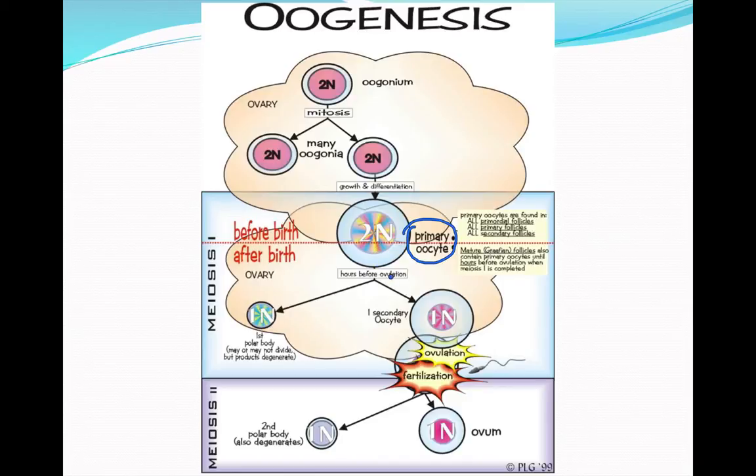After birth and once puberty begins, those primary oocytes will turn into secondary oocytes. Meiosis continues and one polar body will be discarded. If the secondary oocyte is fertilized, then meiosis 2 will continue and the second polar body will release and degenerate. However, you will now have an ovum that has been fertilized. Meiosis will continue, and if all goes successfully, you will then have a diploid offspring.